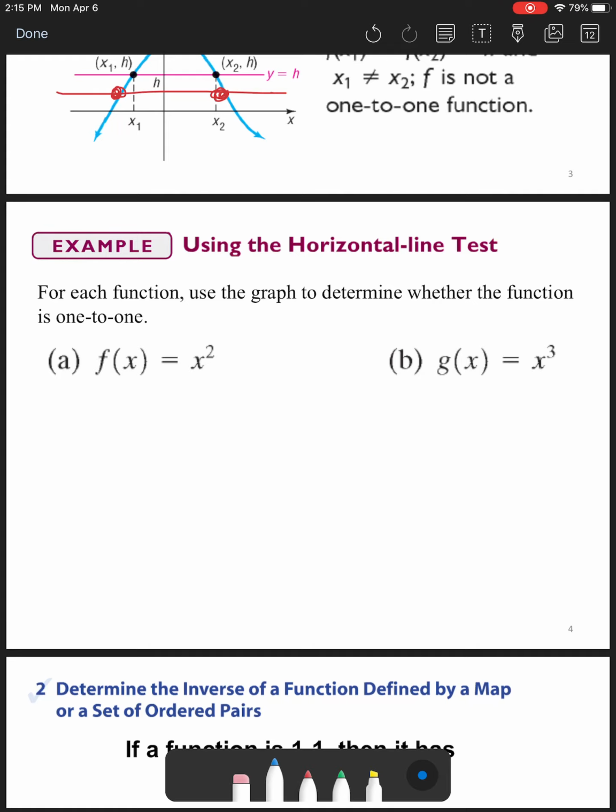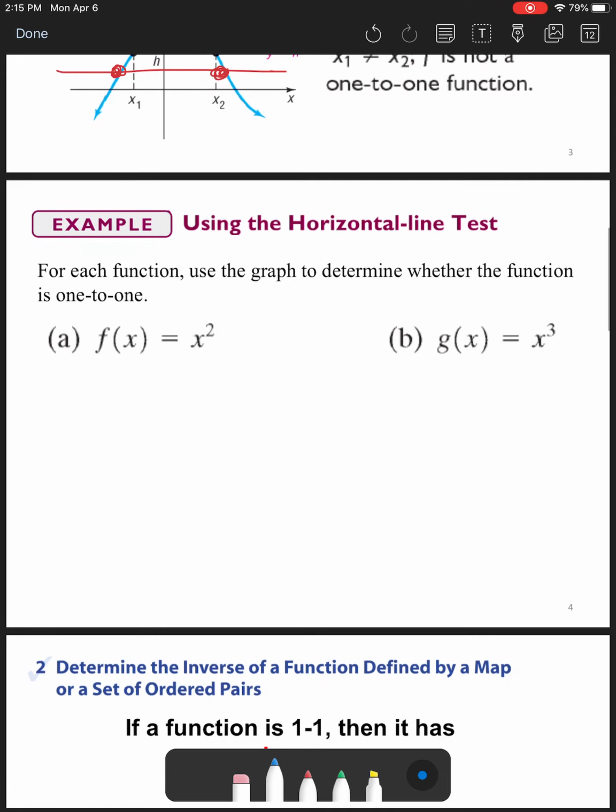Here we have the square function as an example, and we want to use the horizontal line test to determine if it's one-to-one. The square function is a graph of a parabola. Now, if we draw a horizontal line through this, does it hit more than once? 1, 2. This is not one-to-one. It failed the horizontal line test.